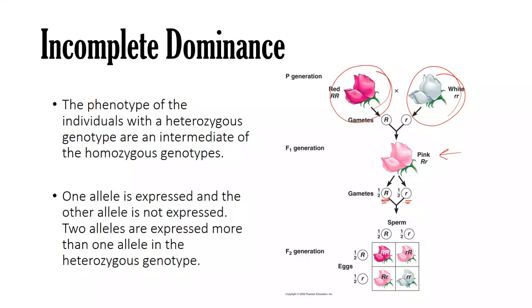And what's cool is that if you take these pink flowers and cross them, you actually get in the F2 generation some that are red, some that are pink, and some that are white. We see this really unique 1:2:1 ratio that is pretty signature of incomplete dominance.